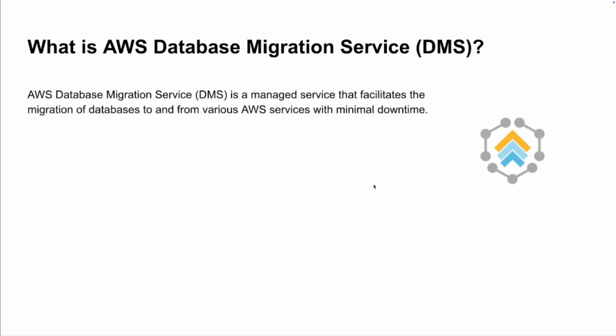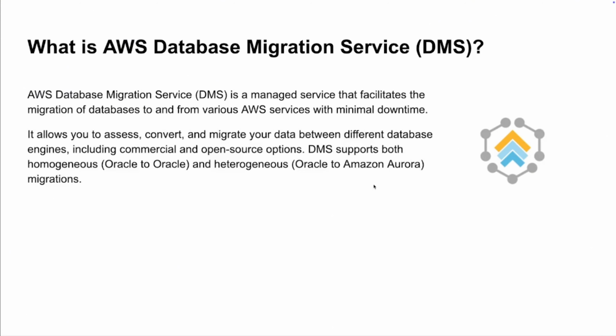AWS Database Migration Service is a managed service that facilitates the migration of databases to and from various AWS services with minimal downtime. It allows you to access, convert, and migrate your data between different database engines, including commercial and open source options. DMS supports both homogeneous and heterogeneous migration. So what this means is AWS enables you to migrate your database within AWS and from outside AWS, and this will be done such that you don't have to worry about downtime.